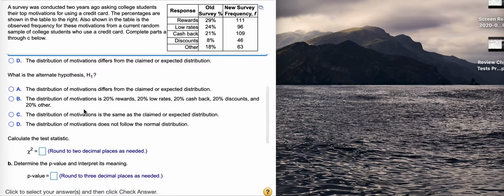The alternative hypothesis would be contrary to that, right? That the motivations differ. The distribution for this motivation differs from the claimed or the expected distribution of the old survey.